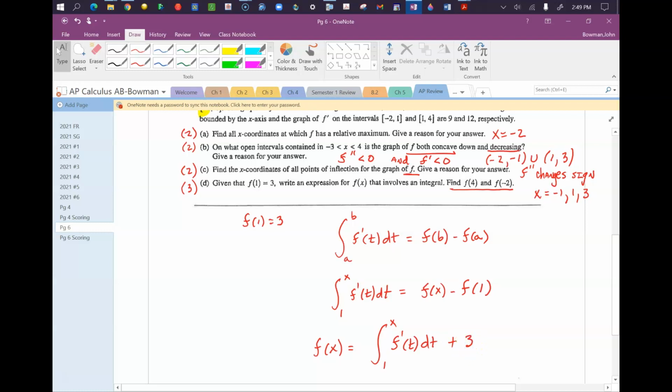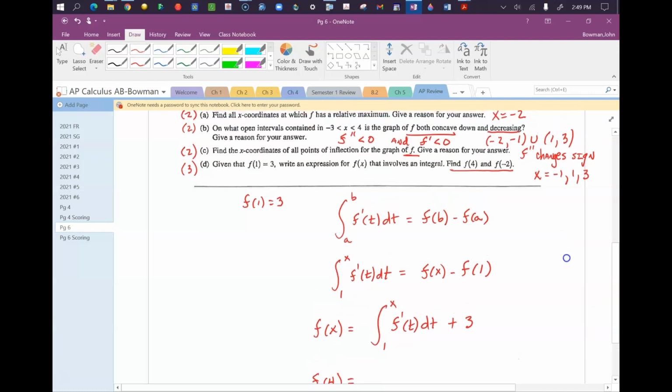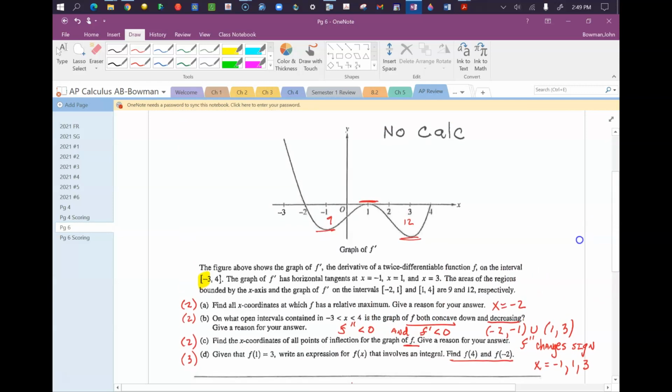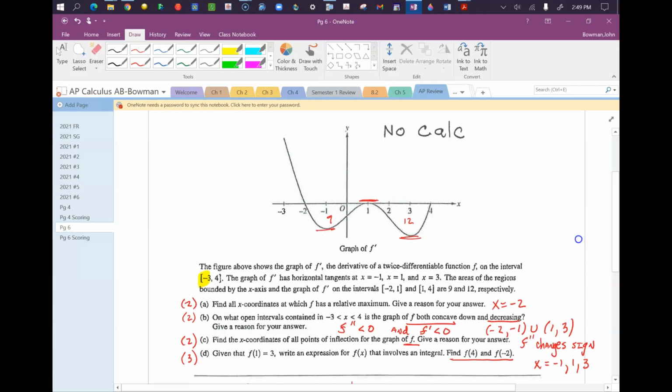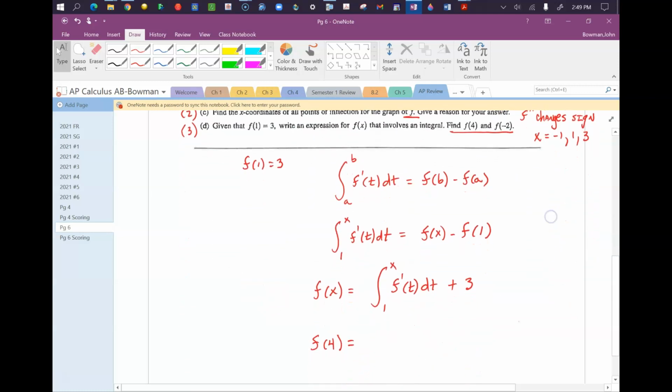but f of 1 is equal to 3. So if we want to evaluate and find f of 4, we're going to integrate from 1 to 4 f prime of t dt. So f of 4 is going to be the integral from 1 to 4 of the graph above. And the integral from 1 to 4 is not positive 12, it's negative 12 because the area is below the x-axis. So our answer is going to be negative 12 plus 3 or negative 9.